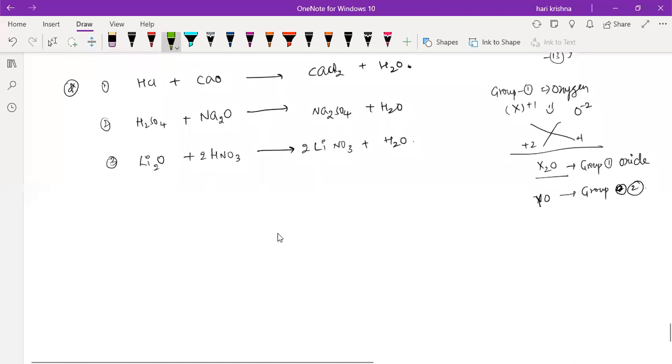So metal oxides, what is the nature? Base in nature. Two natures will be there: either basic in nature or amphoteric nature. Okay. But amphoteric is not there for us, sir. No, it's there in the third chapter actually, metals and non-metals. There you will study the amphoteric nature. What is the meaning of amphoteric?